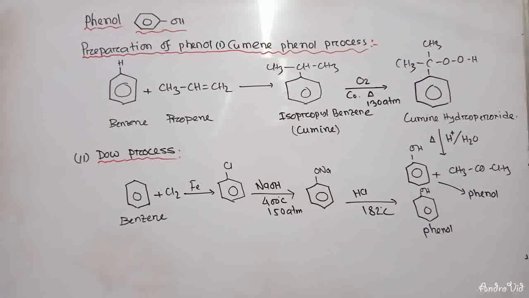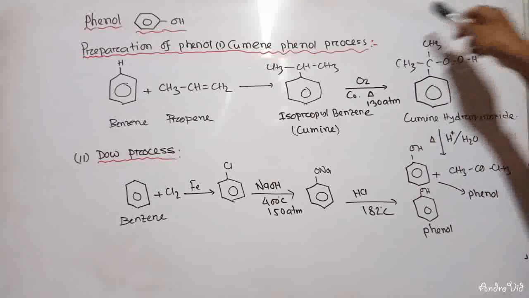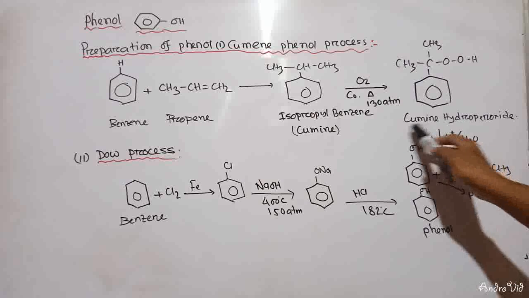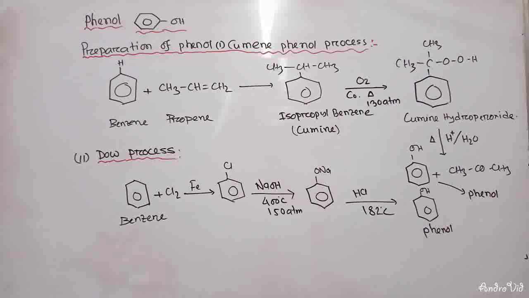After the production of cumene hydroperoxide, in presence of a slight amount of acid, for example sulfuric acid, this compound will be hydrolyzed, and in this way they produce the product phenol, which is our target product. At the same time, propanol can be produced here as a byproduct. So this is the process to produce phenol, which is called the cumene phenol process.